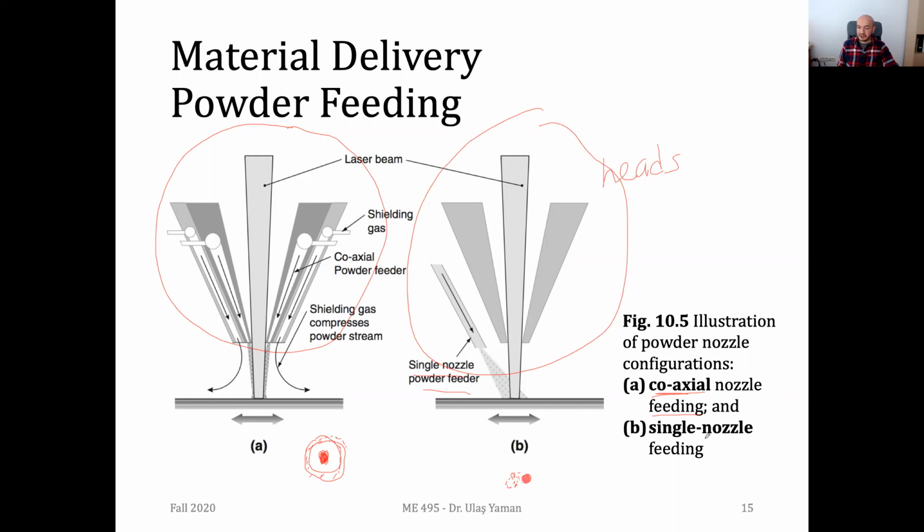We also have four nozzle feeding. In four nozzle feeding, we have four nozzles at 90 degrees apart. That is called four nozzle feeding. So they have different advantages. Different companies are, for instance, using coaxial. Some companies are using single nozzle or four nozzle. So those are their differences, variations in terms of other similar technologies.